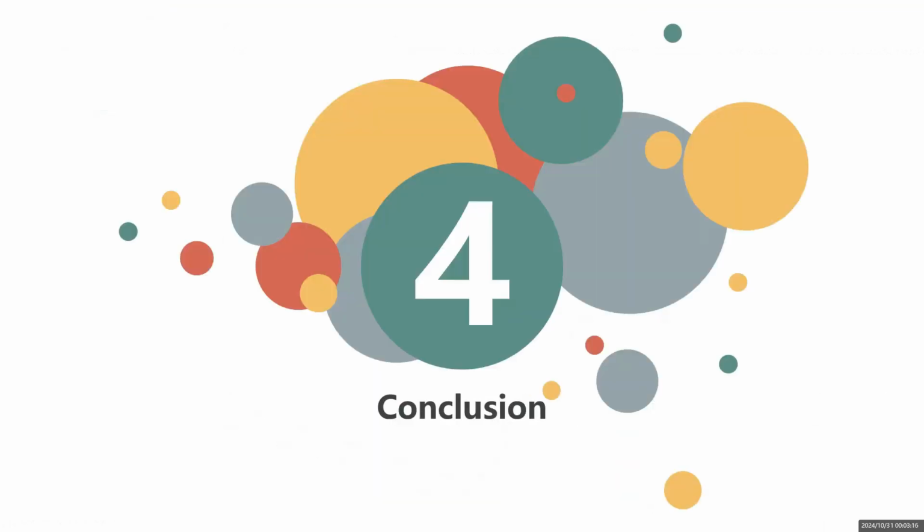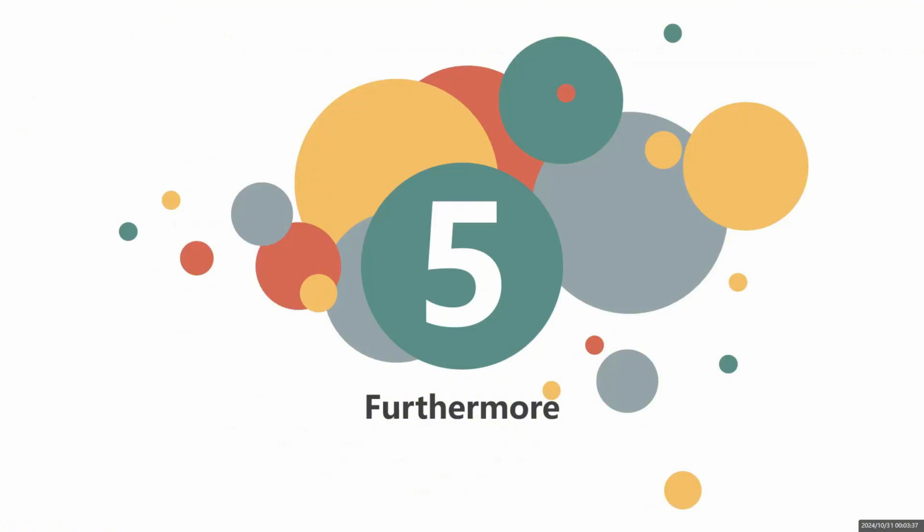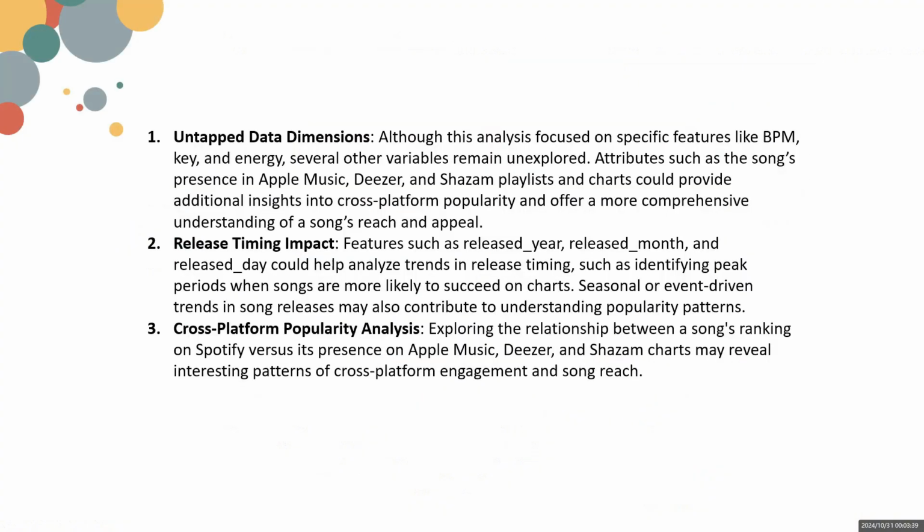For the conclusion, we can say that after the data cleaning process, we found several critical factors, such as the beats per minute and energy level. And we also found C sharp to be the golden key and major to be more successful than minor. There are some limitations we would consider, as the conclusion is drawn from Spotify. It may vary between platforms, and also the data is cumulative, so it might change in the future years as time passes.